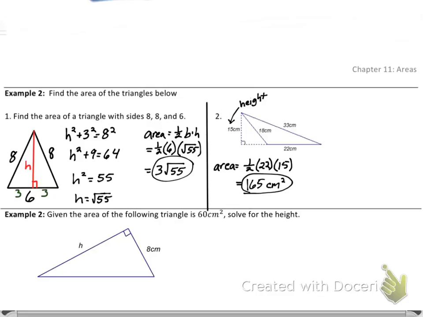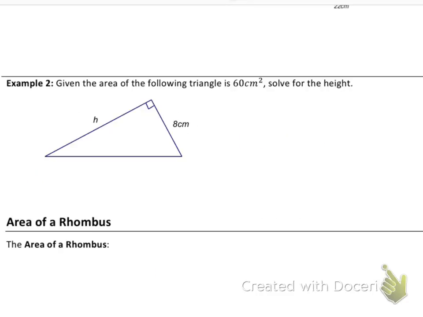Okay, so we just have one more problem with triangles, and that is the fact that you might not always be looking for the area. They might give you the area and you have to find something else. And in this one, they give me the area is 60 centimeters squared, and I'm supposed to find the height. Well, we're just going to plug it into the equation. Our equation stays the same: area equals 1/2 our base times our height. It's just the information we can plug in that changes.